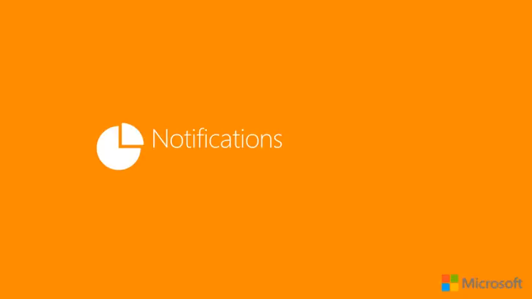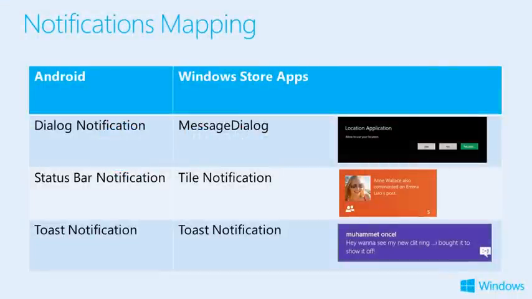Windows 8 provides a number of different means to show notifications to users. You can show a message using a dialog, prompt a toast for a time-sensitive notification, or update the status in a live tile. Here I'm going to compare the notification mechanisms between these two platforms. This is a notification mapping between Android and Windows 8.